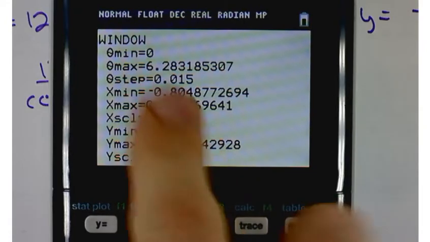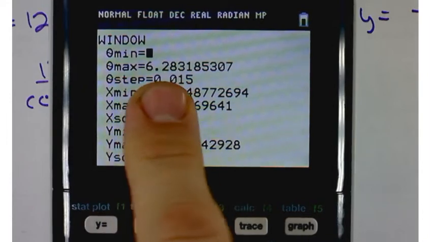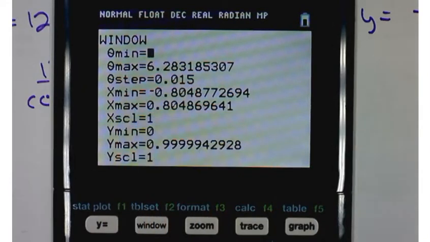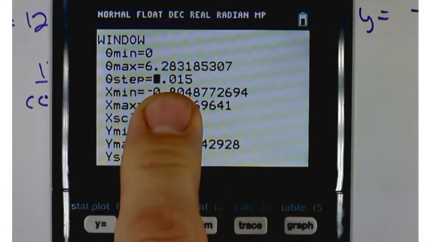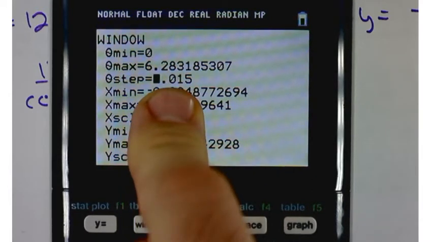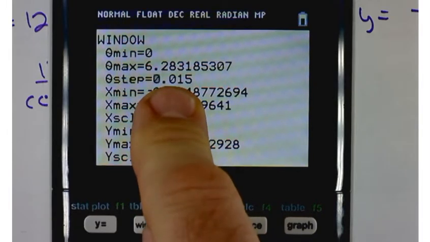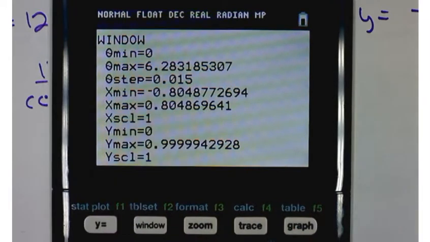Now, does anyone recognize 6.28318, etc.? 2 pi. So set your calculator from 0 to 2 pi. Now when you press enter, the pi symbol is going to disappear. That's okay. This theta step, we don't want it too big. We don't want it too small. We want it to be the baby bear of theta steps, right? Just right. Not too big, not too small.